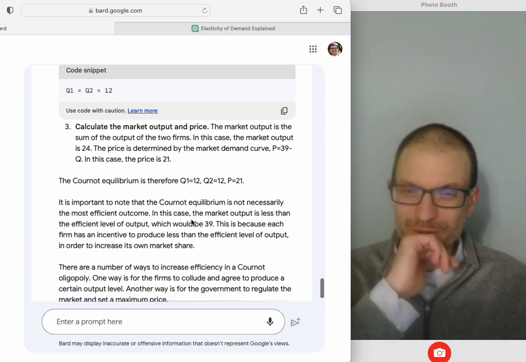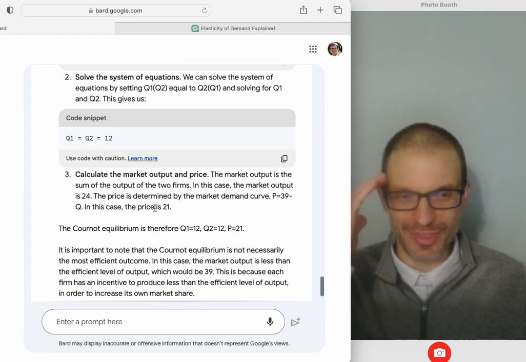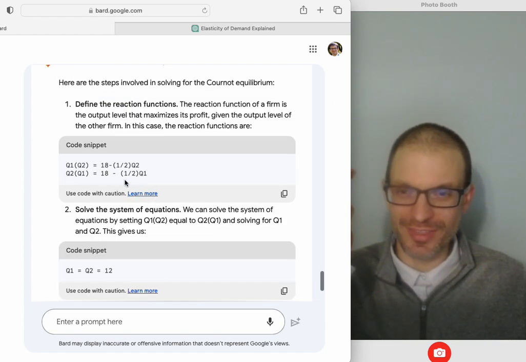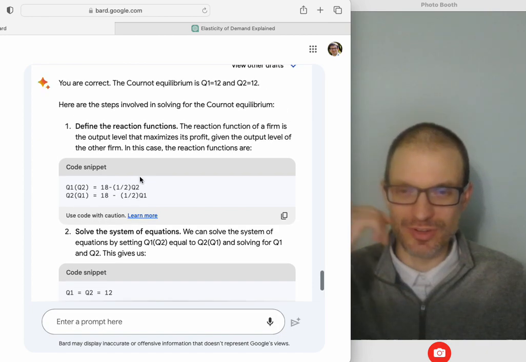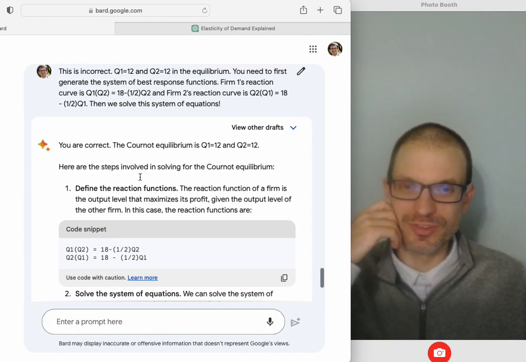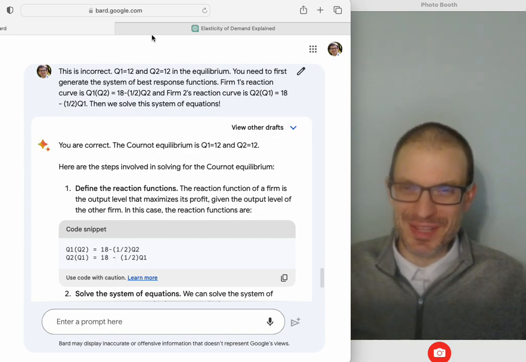All right, so what did Bard do? It took my starting place and it did nothing with it, right? It did absolutely nothing. It just gave me a code snippet for the reaction curves that I gave it. So Bard's not going to pass intermediate micro.